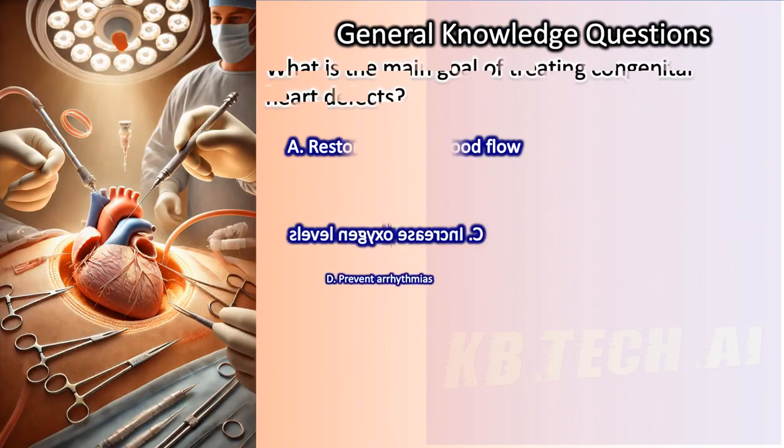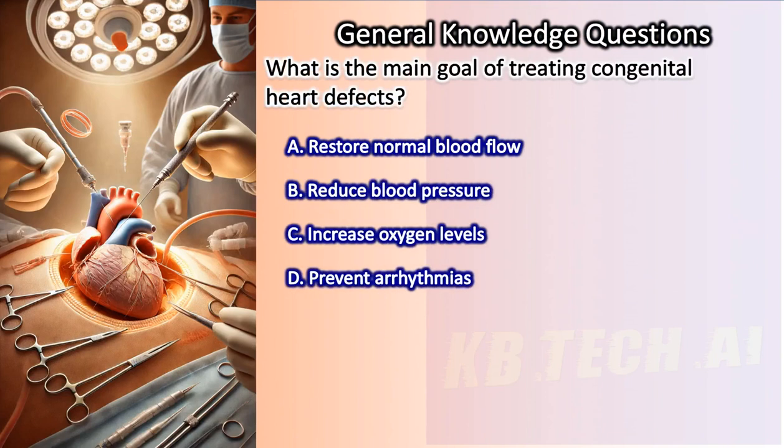What is the main goal of treating congenital heart defects? Option 1, restore normal blood flow. Option 2, reduce blood pressure. Option 3, increase oxygen levels. Option 4, prevent arrhythmias.